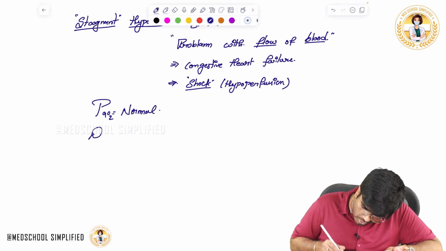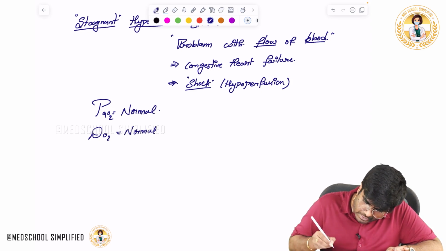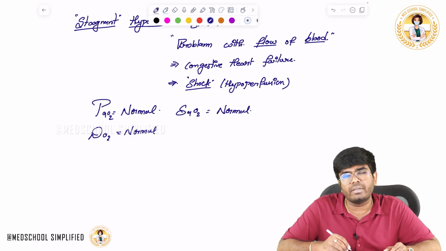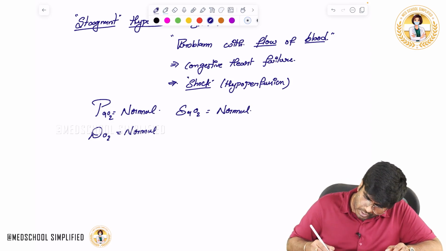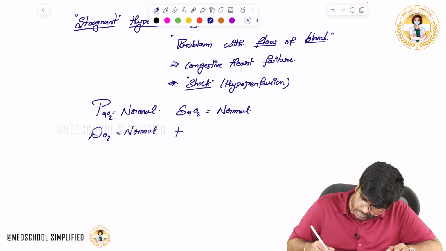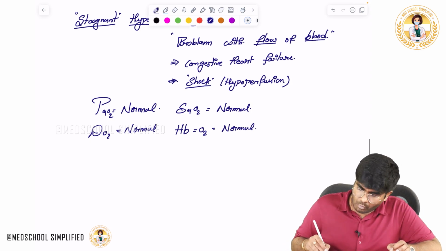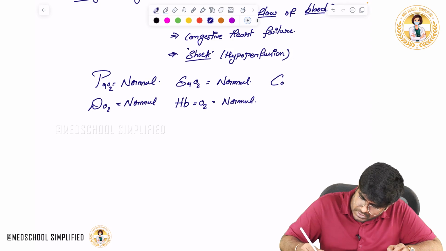So what about the dissolved oxygen? Dissolved oxygen is going to be normal. So what about the saturation of oxygen? Saturated oxygen is normal, meaning 1 molecule of hemoglobin is binding with 4 molecules of oxygen. What happened to the hemoglobin? There is no problem. And what happened to the amount of oxyhemoglobin? It's also going to be normal. Everything is normal. What about content of oxygen in the arterial blood? Normal.